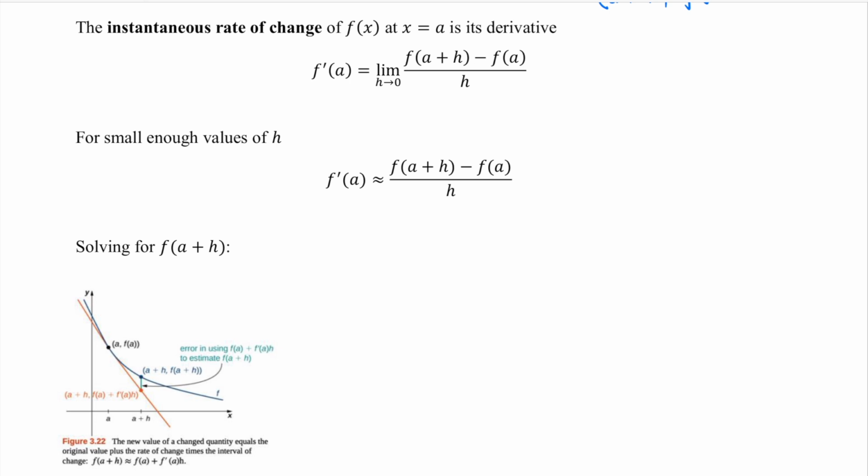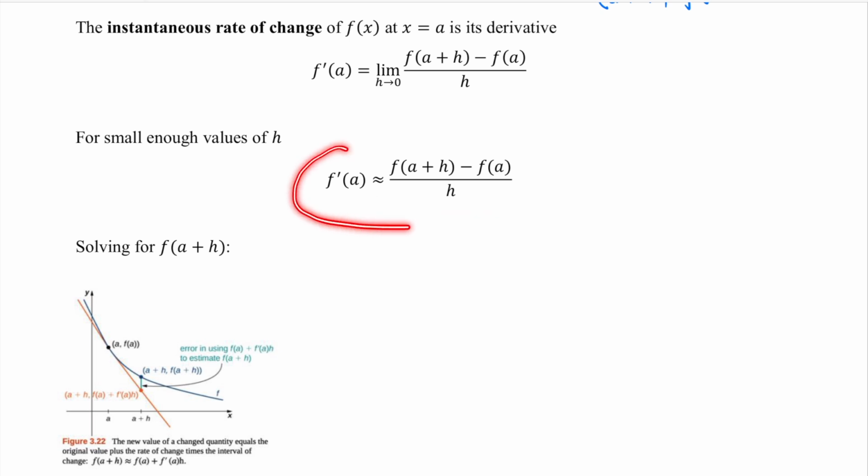Now, in many situations, if h is very small, the average rate of change over that small interval is very close to the derivative. So we can write the approximation: f prime of a is approximately equal to f of a plus h minus f of a, all over h. This tells us that for small values of h, the derivative gives a very good estimate of how the function changes.